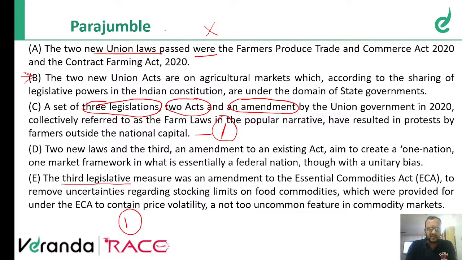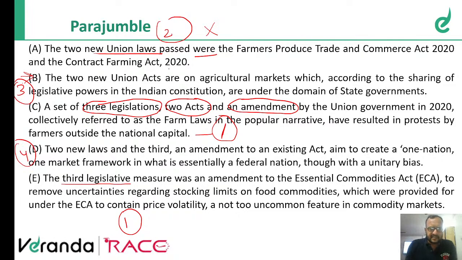This will be the two union acts, so it will be 3, and it will be 4. I'll tell you why, see.